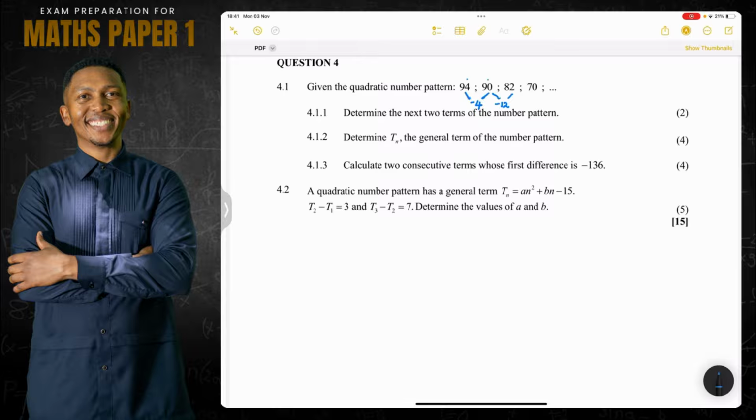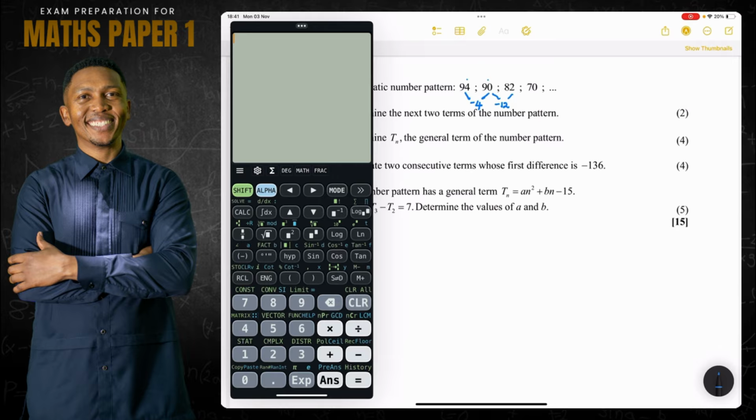Am I correct? No, actually, that's minus 8. So that's 82 minus 90. Oh no, that's negative 8. Where's my head? Negative 8. And we've got 70 minus 82, and that would give us negative 12.